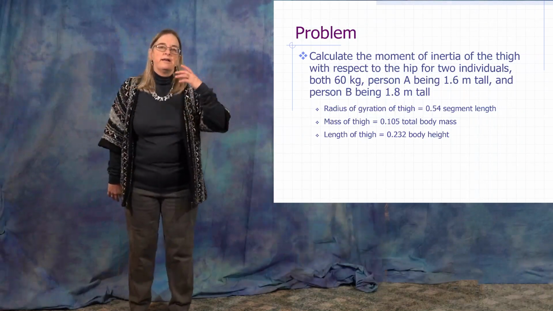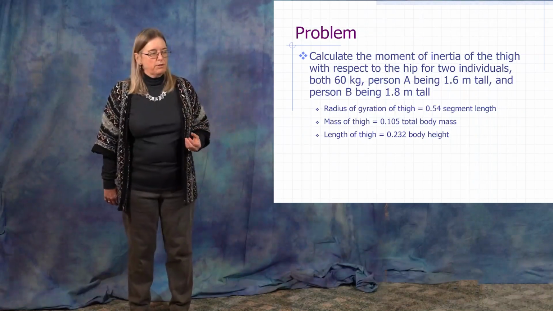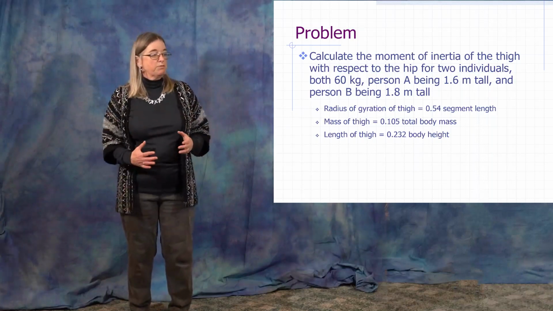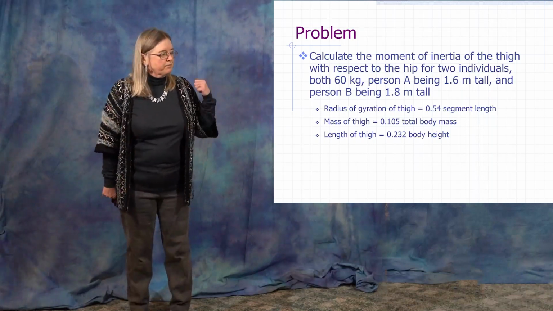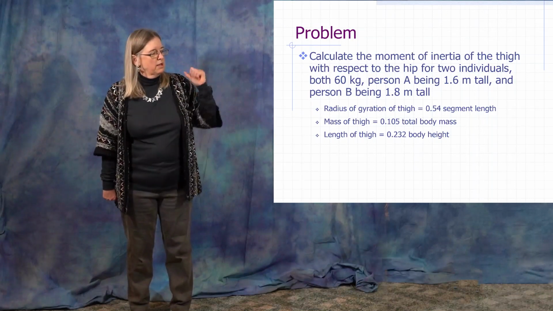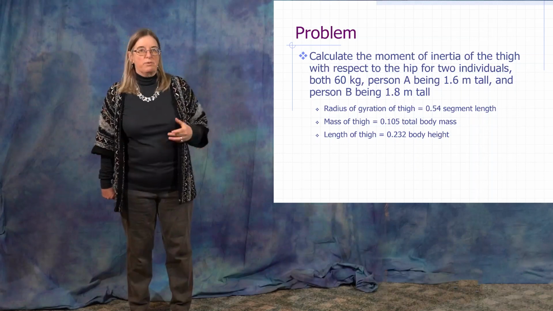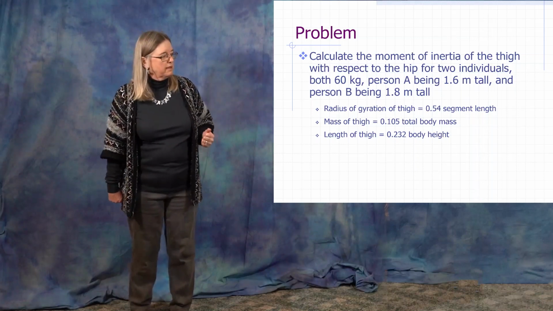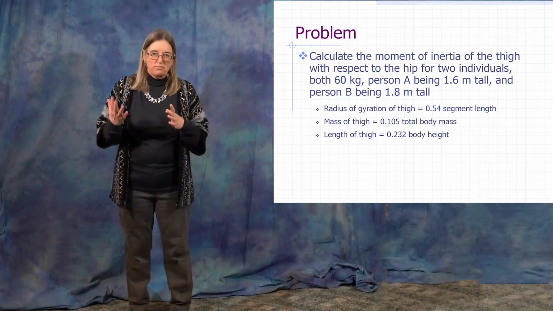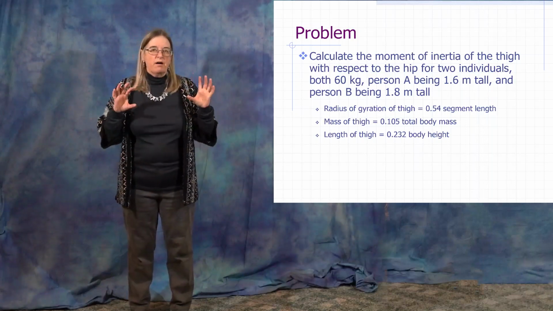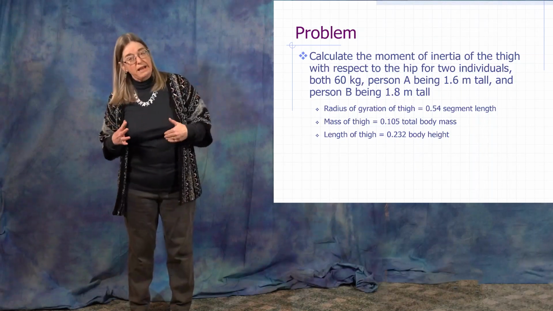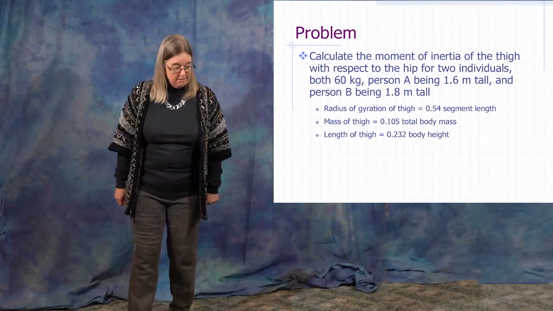So, this might be a typical problem. Calculate the moment of inertia of a thigh with respect to the hip for two individuals, both 60 kilograms, one being 1.6 meters tall and one being 1.8 meters tall, and there's some information there that we will understand by the end of this lecture, so we're going to come back to this at the end of the lecture.